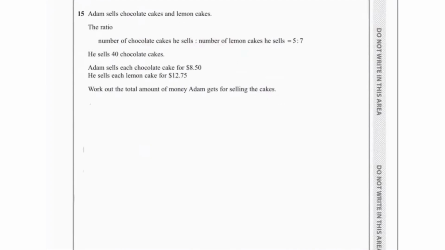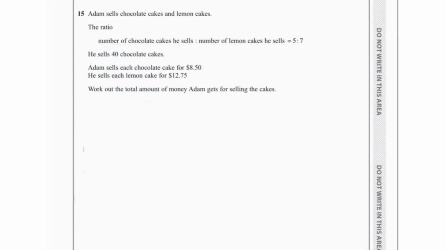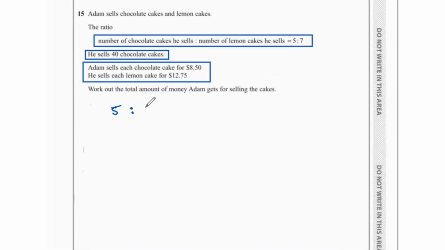Okay. So we have a ratio. We know how many chocolate cakes he's selling, and we know the price at which he's selling both the chocolate cake and the lemon cake. What's given in the question is the ratio for the number of chocolate cakes and lemon cakes he sells. They have given us the number of chocolate cakes, and then they've given the price at which he's selling both the cakes. So we have a ratio of 5:7. And we know chocolate is 40.